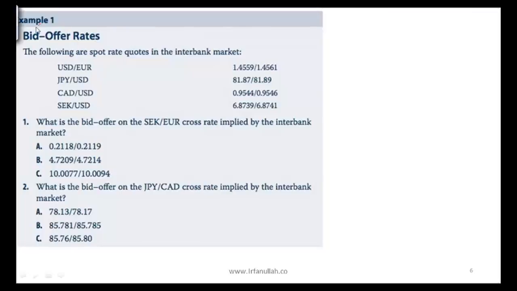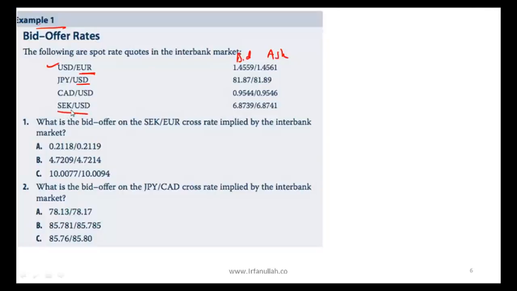We are working through example 1 in the curriculum, and like many other examples in the curriculum, this is critical. You are given these exchange rates. So in this top exchange rate, what's the base currency? Yeah, in the convention, as I mentioned earlier, the euro is the base currency over here. And what is 1.4559? This is the bid in the interbank market, and this is the ask or the offer in the interbank market.